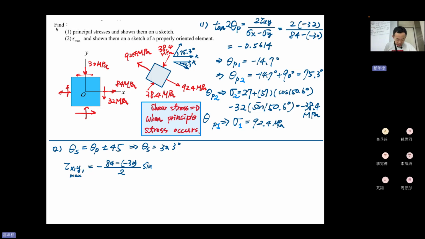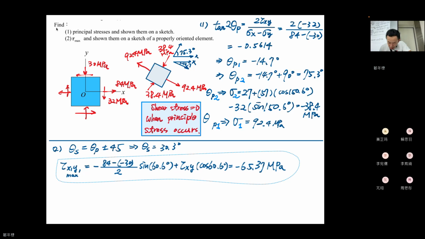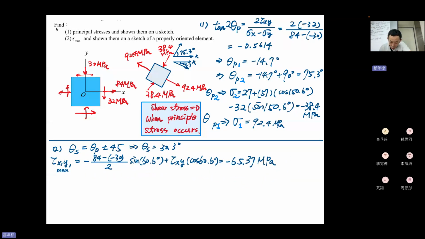Sine 60.6 degrees plus tau xy times cosine 60.6 degrees equals minus 65.33 MPa. Okay, so let's draw what it will look like. 30.3, so 30.3 degrees. Okay, and this is x, and this is x1.